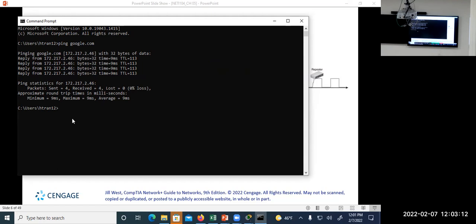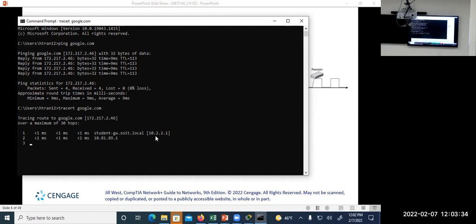But if you want to do troubleshooting, and you want to know from my computer to Google how long it takes and how many routers are involved, that's when we use traceroute. It tells you step by step. The first step is delivering to my default gateway, 10.2.2.1, and the next one is sending it to another one.